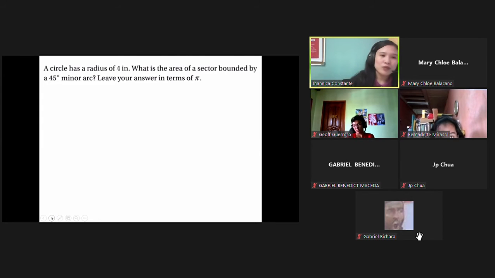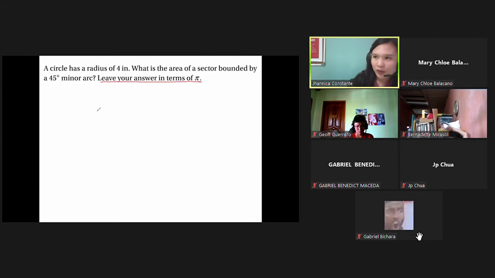So for example, we have a problem. A circle has a radius of 4 inches. What is the area of the sector bounded by a 45-degree minor arc? And we're going to leave the answer in terms of pi. That means, kapag sa question may nakasulat or it's being mentioned that you're not going to change the pi sign, it will remain as pi, in terms of pi.